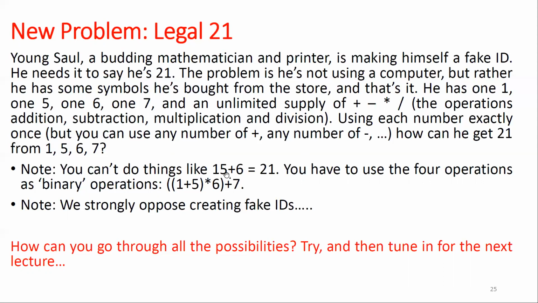We're not allowing you to combine things like that. You have to use a binary operation. So we could do 1 plus 5 times 6 plus 7. How much would that be? So 6 times 6 is 36. Plus 7 is 43. So it would be really bad to do 1 plus 5 times 6 plus 7.